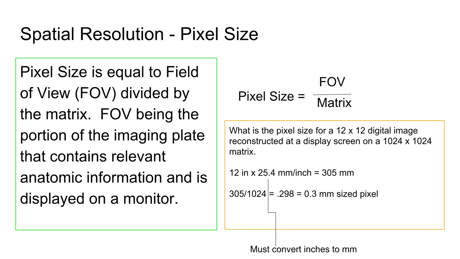Okay. So now we know how many and how big they are. So again, if the object's half a millimeter, we can see it. If the object's less than 0.3, we cannot resolve an object that small.